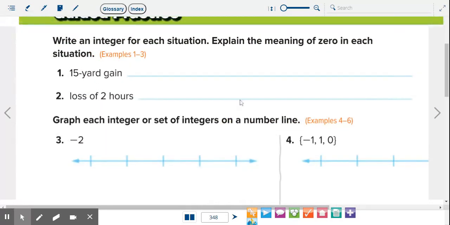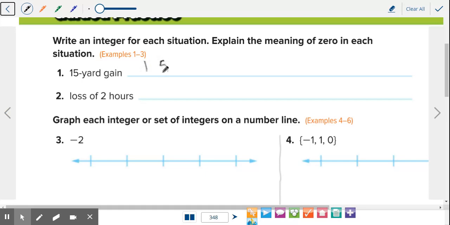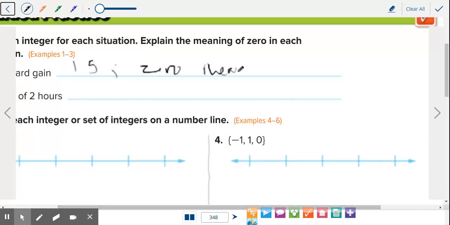All right, so for the first 2, it says write an integer for each situation. Explain the meaning of 0 in each situation. So number 1, who can walk me through number 1? 15-yard gain. Okay, we got to do 2 parts here. Hunter? For the 15, it just stays 15. Okay. And for the 0, it's 0 yards gain and 0 yards lost. Perfect. So 0 means 0 yards gained or lost. So you didn't gain any yards, you didn't lose any yards. You stayed at 0.